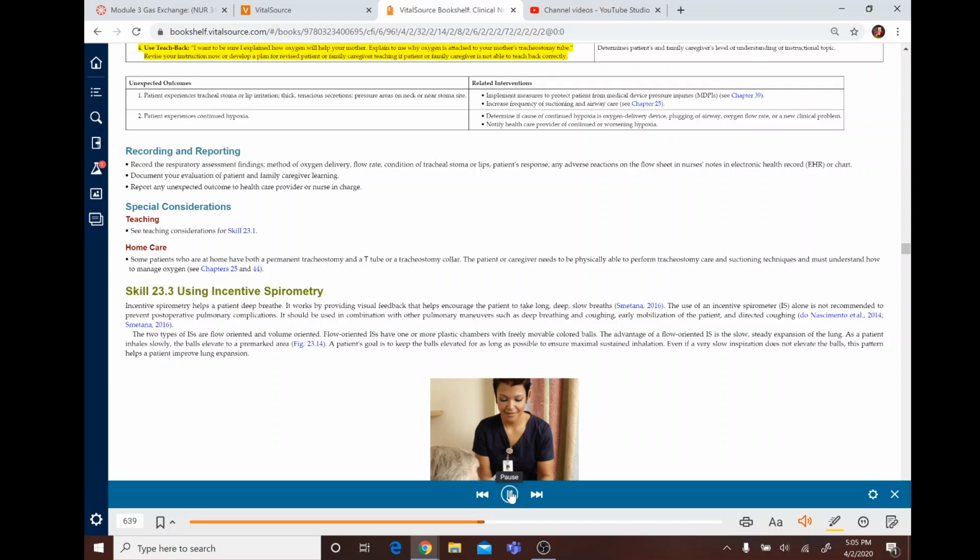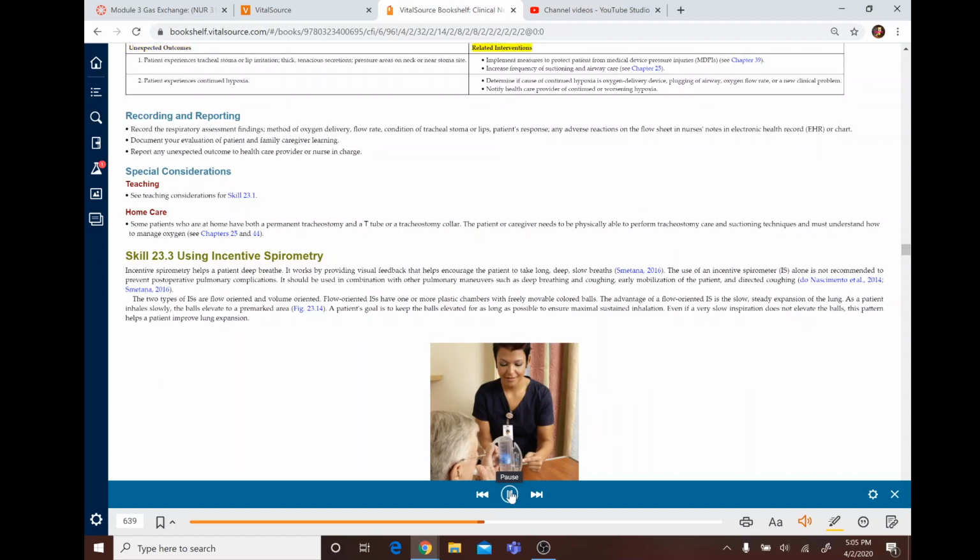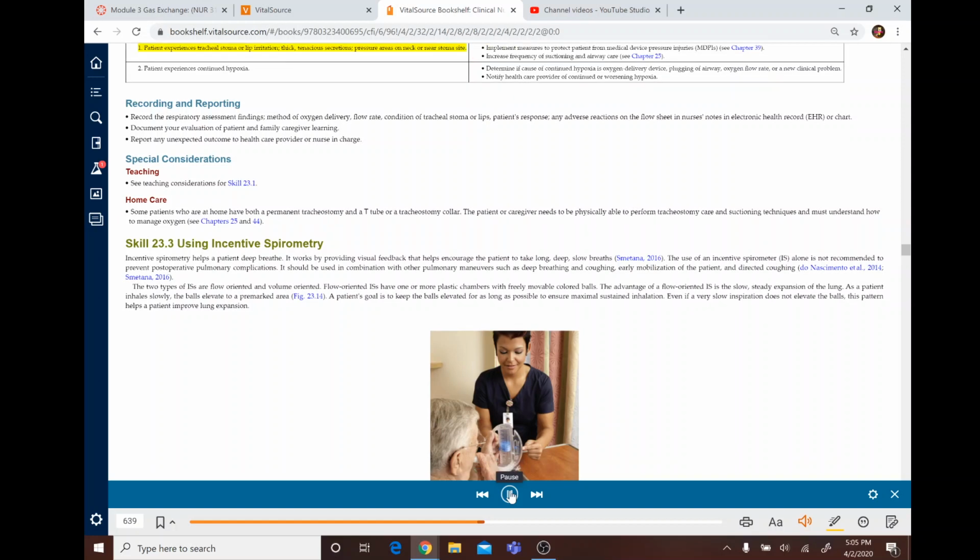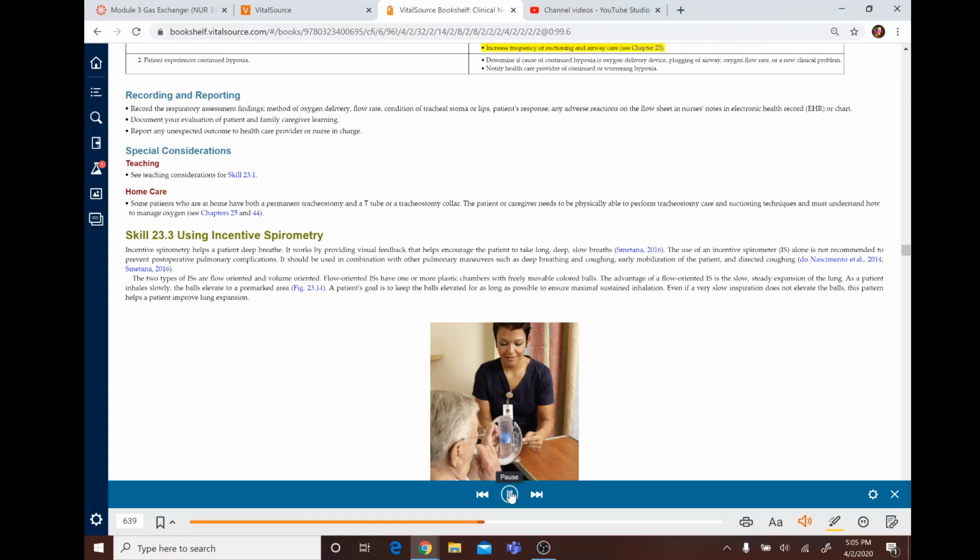4. Use teach back. I want to be sure I explained how oxygen will help your mother. Explain to me why oxygen is attached to your mother's tracheostomy tube. Revise your instruction now or develop a plan for revised patient or family caregiver teaching if patient or family caregiver is not able to teach back correctly. Determines patient's and family caregiver's level of understanding of instructional topic. Unexpected outcomes. Related interventions. 1. Patient experiences tracheal stoma or lip irritation, thick, tenacious secretions, pressure areas on neck or near stoma site. Implement measures to protect patient from medical device pressure injuries, MDPIs, see Chapter 39. Increase frequency of suctioning and airway care, see Chapter 25.